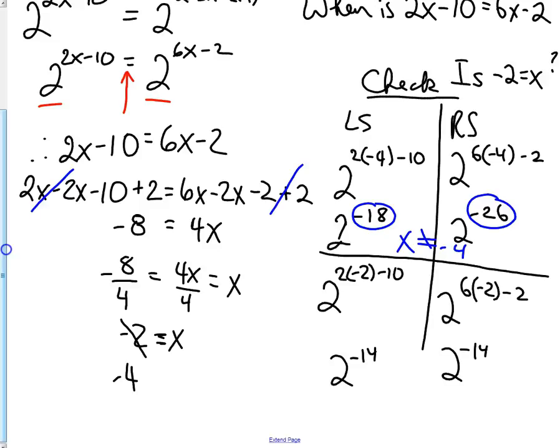So I don't need to go any further. I know that 2 to the -14 is the common power on both sides, so I'd stop and say, therefore, x equals -2 is the solution. Okay, and that is the strategy of equality of powers, where we're trying to produce a common base.